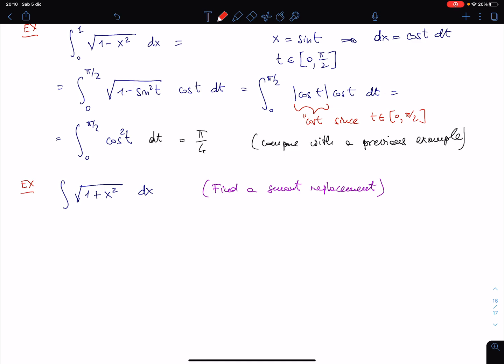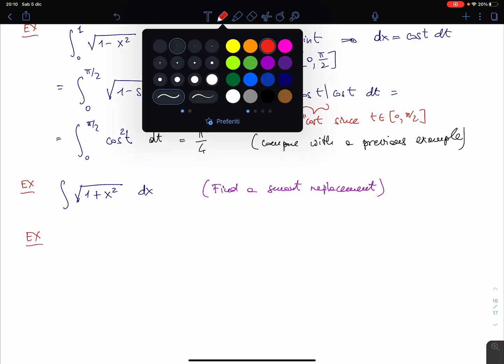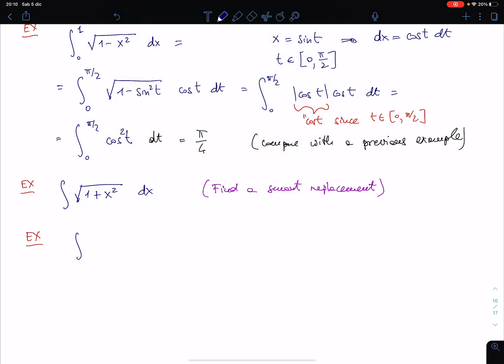And another example is the following. Here you have the integral of the ratio between the polynomial P of sine of x, cosine of x, divided by Q of sine of x, cosine of x, dx. These are polynomials in the variables sine and cosine.